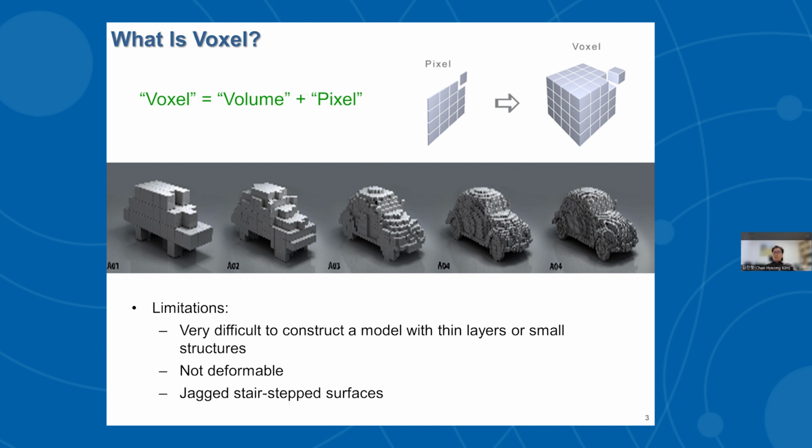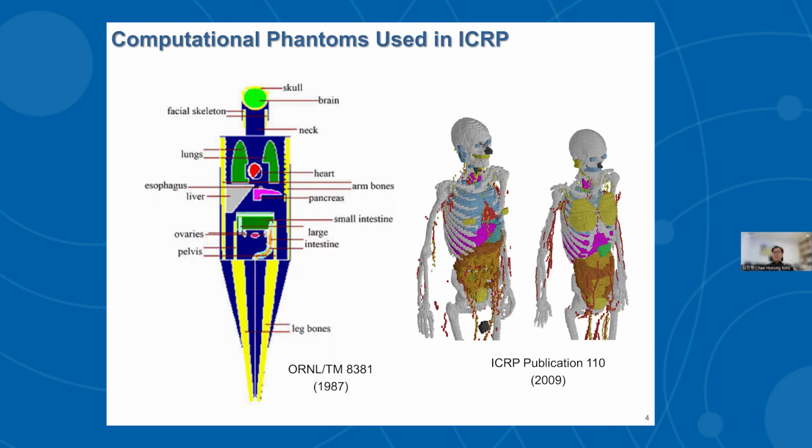Also, the voxel geometry is not deformable, which means we can only develop a rigid model using the voxel geometry. The voxel geometry also shows jagged stair-step surfaces. Okay, with that, let me move on to computational human phantoms.